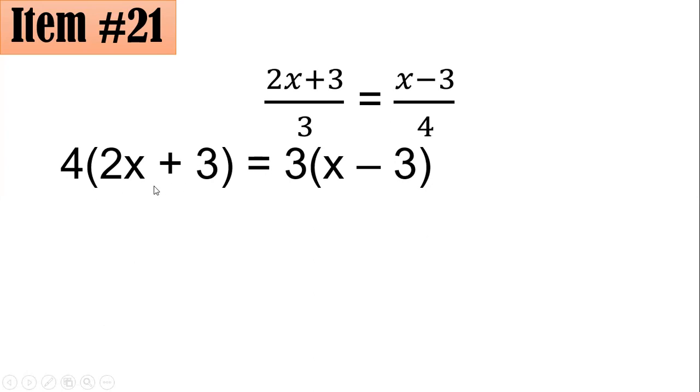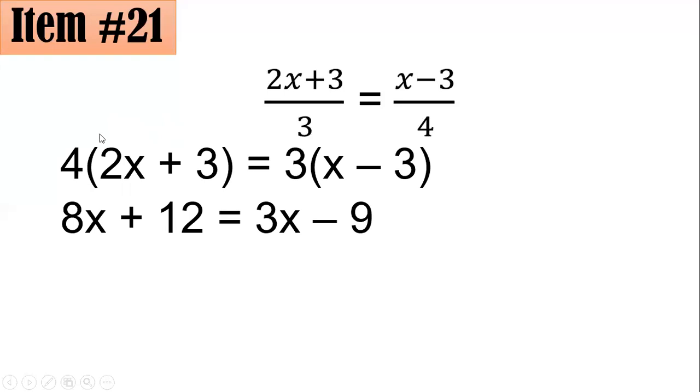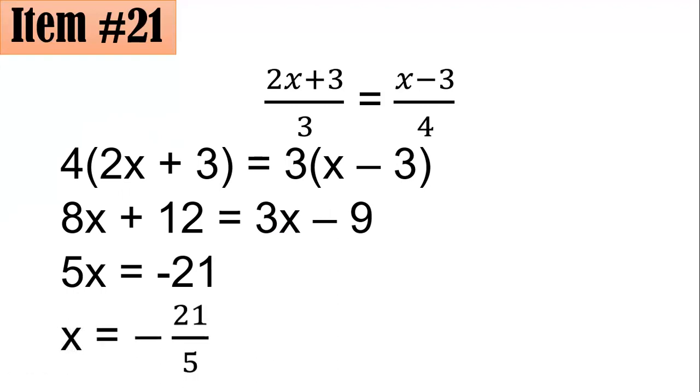4 times 2x + 3, distributing 4, gives you 4 times 2x, that's 8x, and 4 times 3, that's plus 12. Distributing the 3 here will give you 3 times x, 3x, and 3 times negative 3, which is negative 9. Subtracting both sides by 3x and by 12 as well gives us 5x = -21. Dividing both sides by 5 gives you x = -21/5, which is letter B.